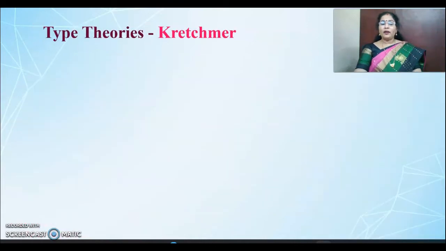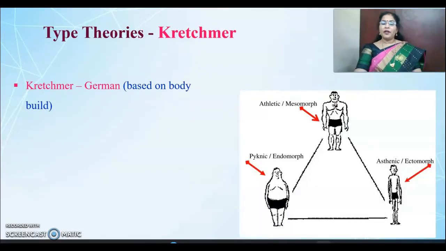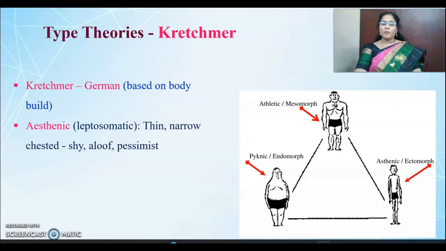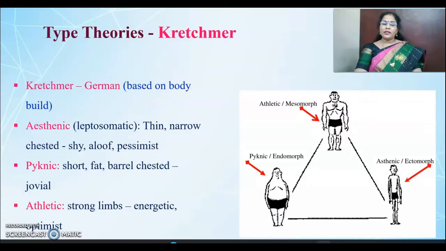Let's focus on Kretschmer's theory of personality. Kretschmer was a German psychologist. He said that the personality of every person is divided into three categories based upon the body build. He has said asthenic, pycnic, and athletic. Asthenic people are otherwise called leptosomatic. They are thin and narrow chested people.